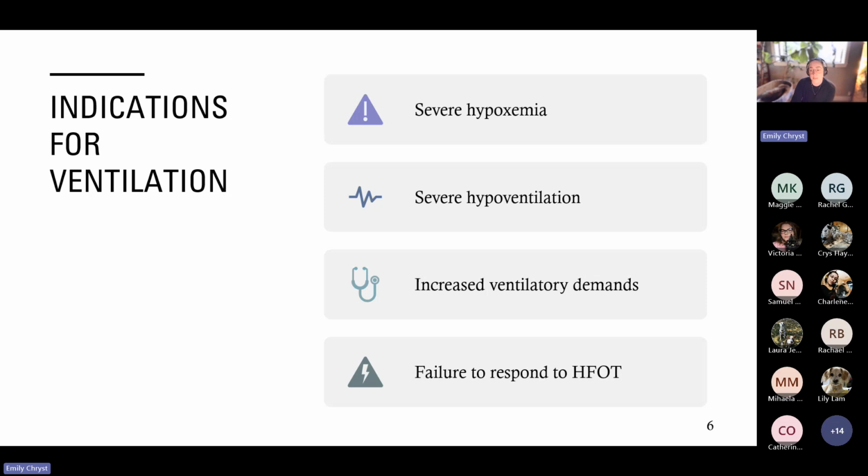So these patients need a ventilator to actually breathe for them. No amount of oxygen that we put these patients in, even if we were to put them in hyperbaric oxygen, is going to correct their condition. They actually need that ventilator to breathe.